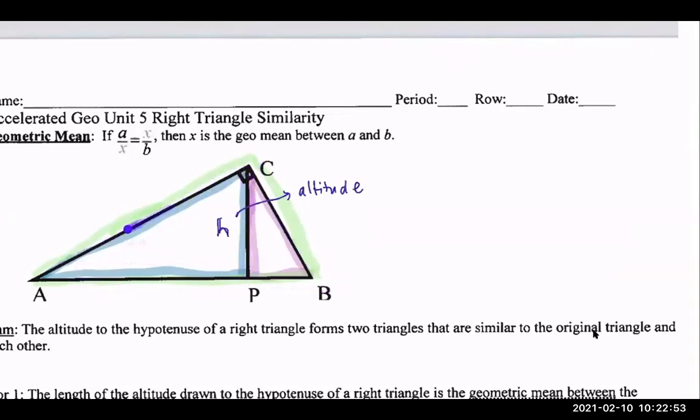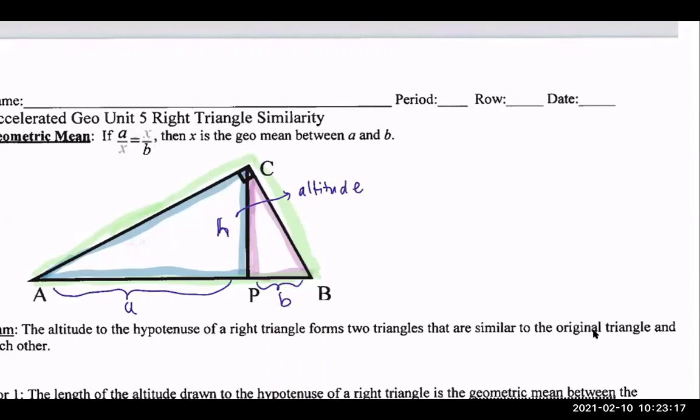So essentially you have 3 right triangles. This is the altitude of the big triangle, and this is the hypotenuse of your big triangle. This altitude divides the hypotenuse into 2 pieces. Sometimes you'll hear me say a piece of the hypotenuse. This piece right here is A, and this is B.